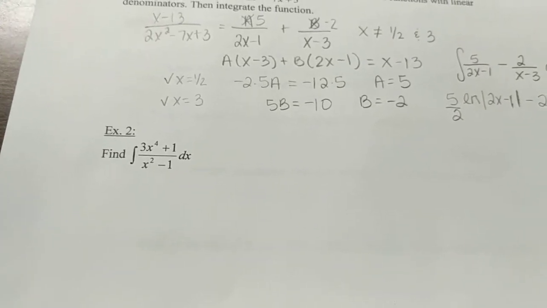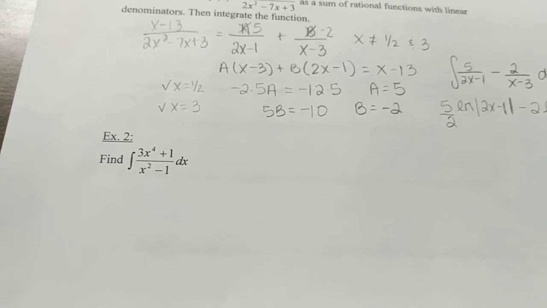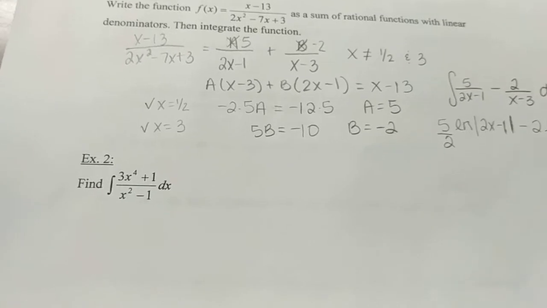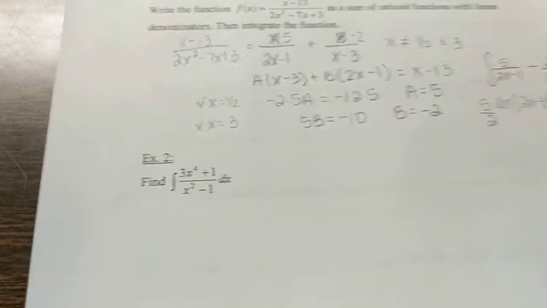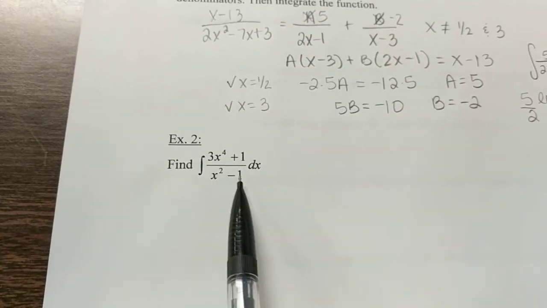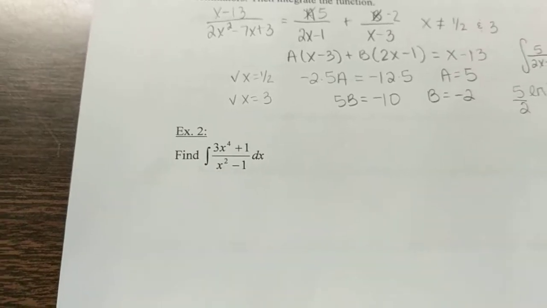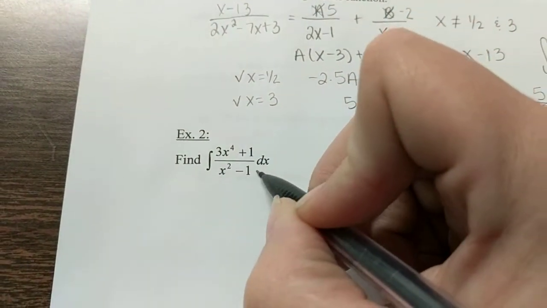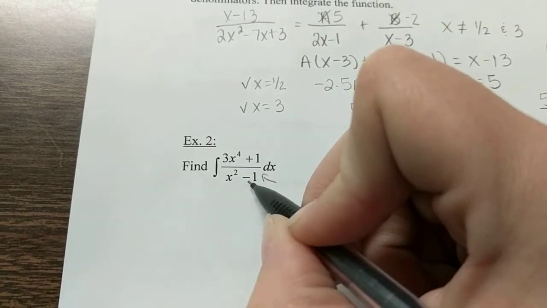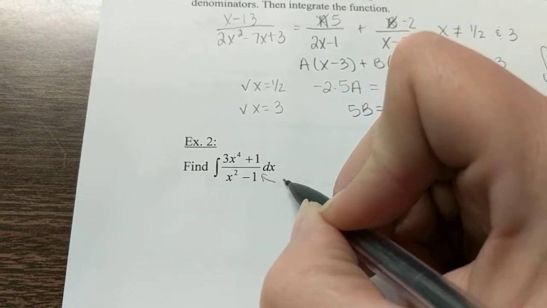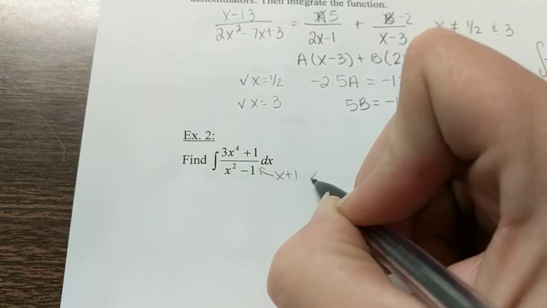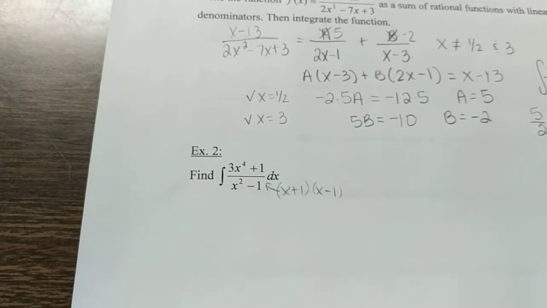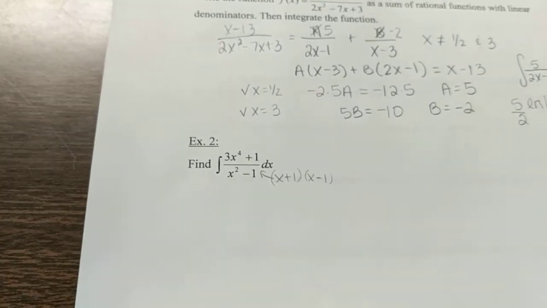So what happens when the degree on the top is bigger than the bottom is we actually have to do long division. And I know it's been a while for some of you, so this one does not work with synthetic because this is a quadratic. So what we do know is this one has 2 linear factors, x plus 1 and x minus 1. So that gives us a little bit of hope here. All right, but we have to do long division.